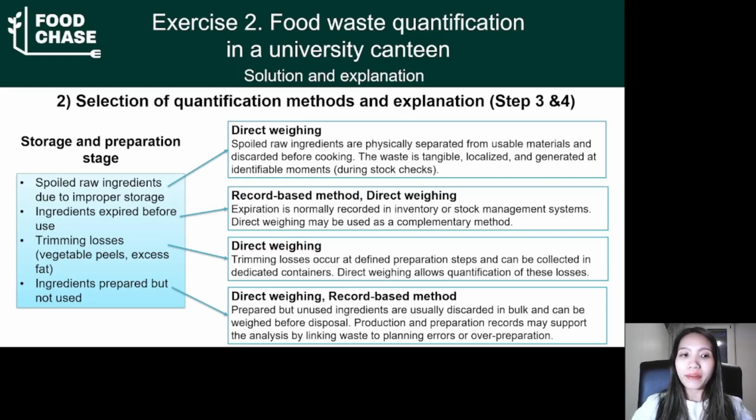Ingredients prepared but not used. So this kind of waste is usually discarded in bulk and it can be weighed before disposal. For this reason, we can use the method direct weighing. The production and preparation record can also support the analysis by linking the waste to planning errors or over preparation.